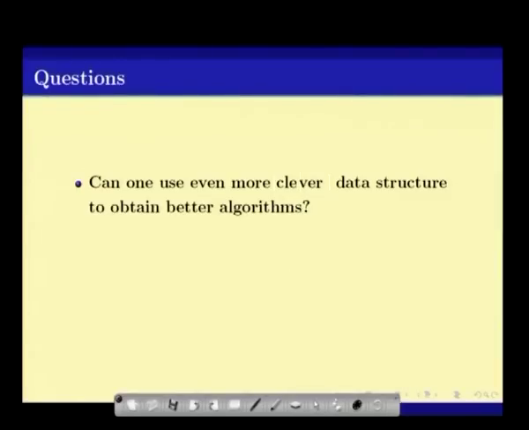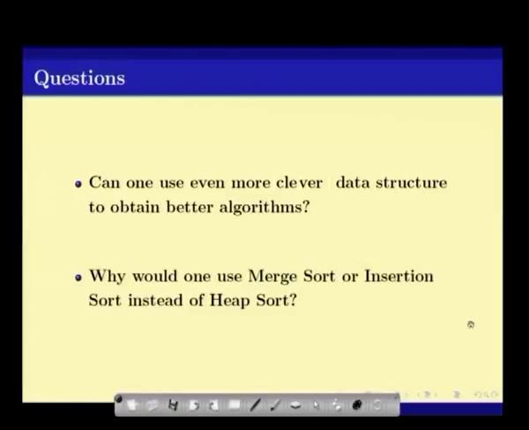So, we leave you with some questions. First of all, can we use a better data structure to obtain some better algorithm? And if not, why would one any day use merge sort or insertion sort or quick sort instead of heap sort, which seems to have better parameters than both of them? We will talk about these two questions in the next lecture.